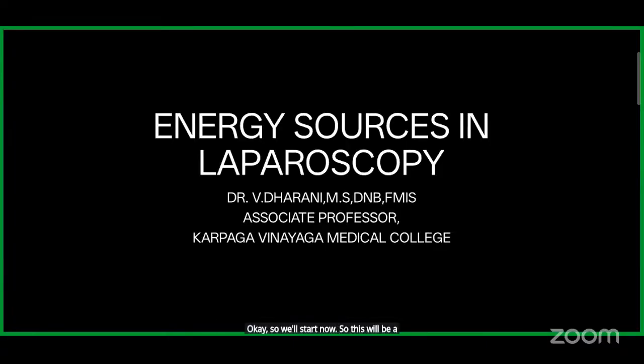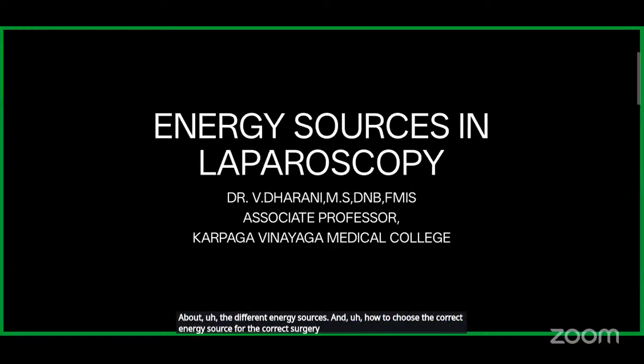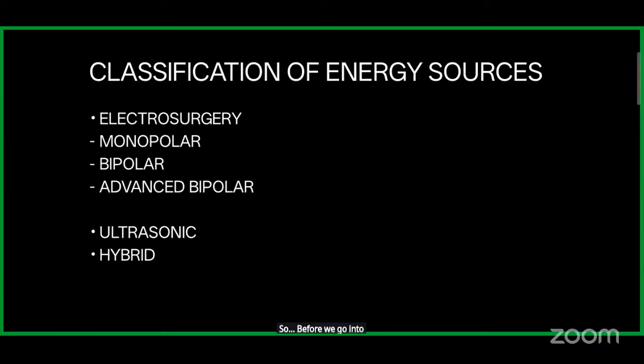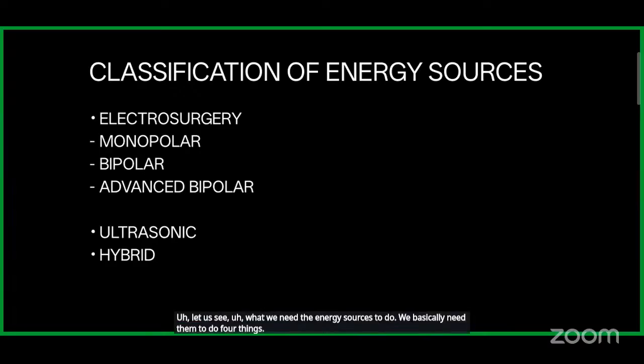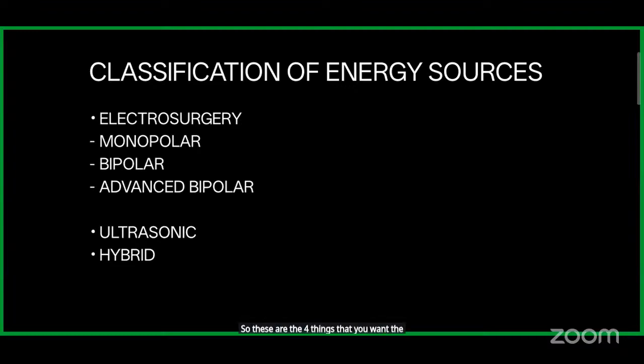So this will be a very short presentation on energy sources in laparoscopy. Basically, all the things that you need to know about the different energy sources, how to choose the correct energy source for the correct surgery, and what the complications are. Before we go into the classification of energy sources, let us see what we need them to do. We basically need them to do 4 things: cutting the tissue, coagulating, sealing vessels, and tissue dissection. These are the 4 things that you want the energy sources to do.